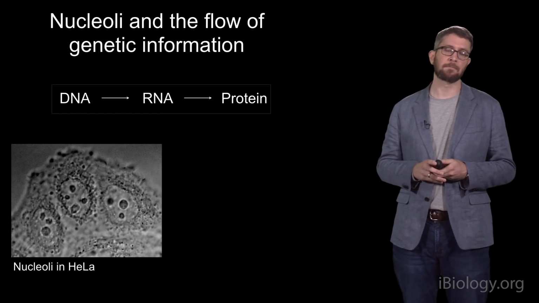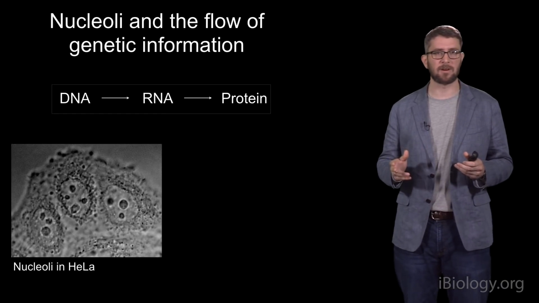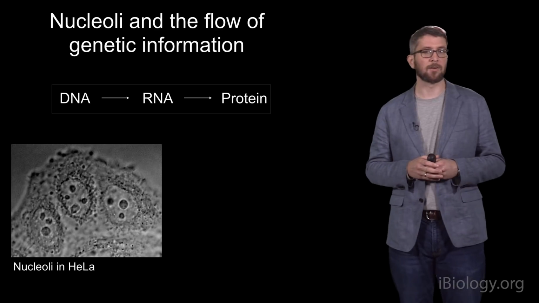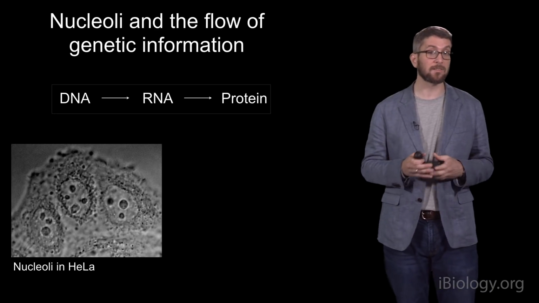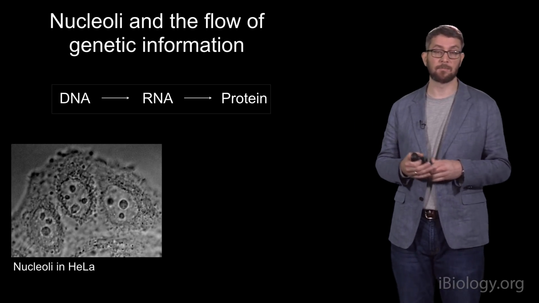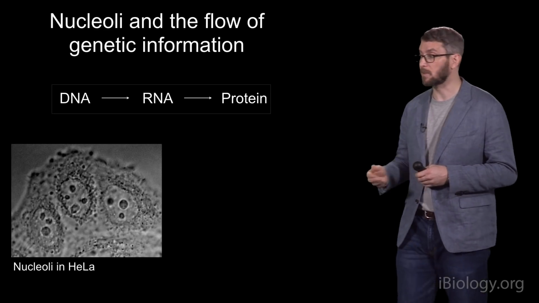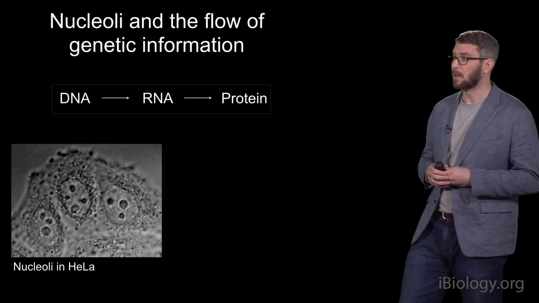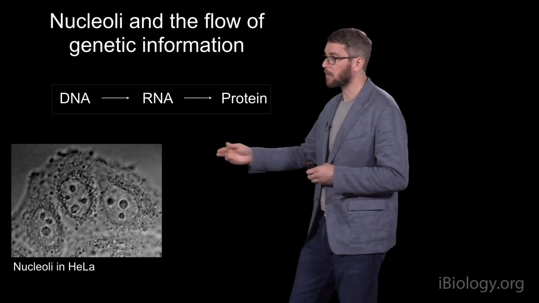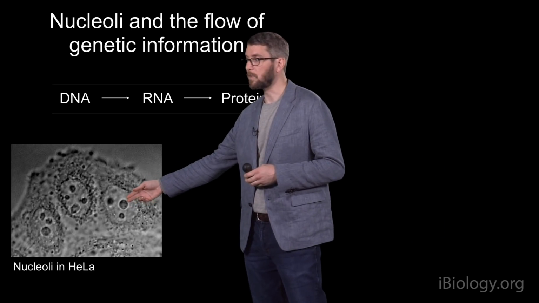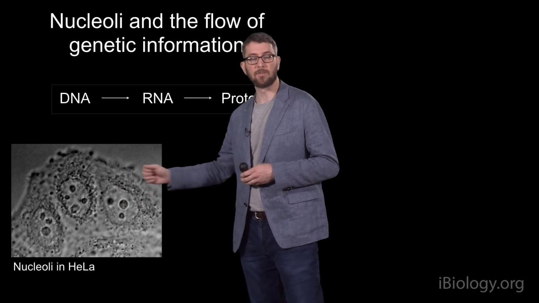They've been known for over 150 years. They're one of the first things that the early microscopists saw when they looked at cells, for example, human cells like these HeLa cells. So the nucleoli are the large dark occlusions within the nucleus of these individual cells.